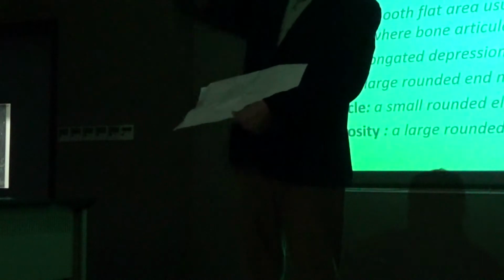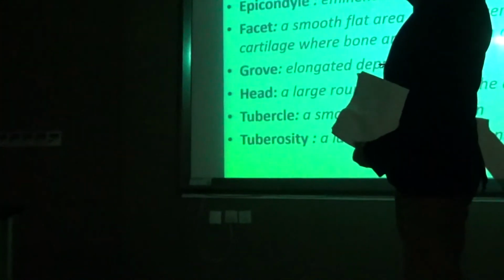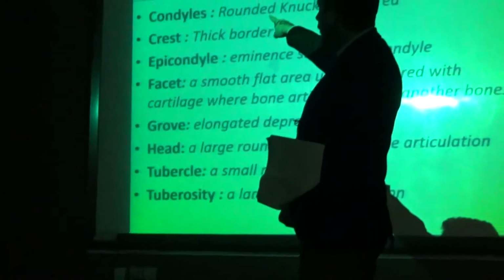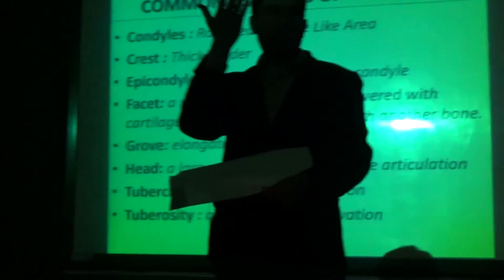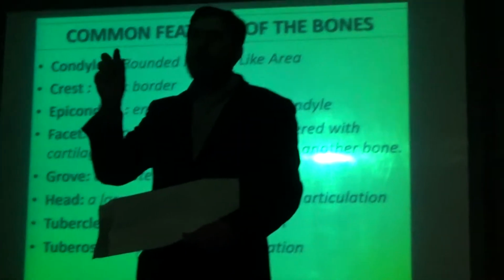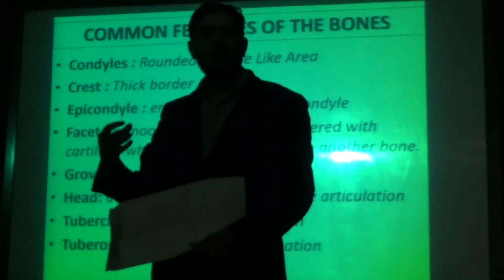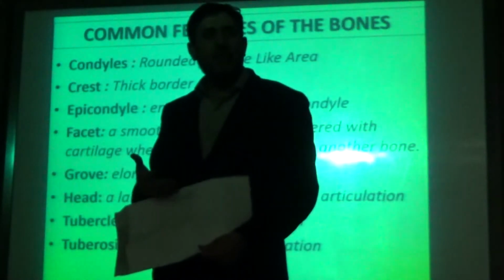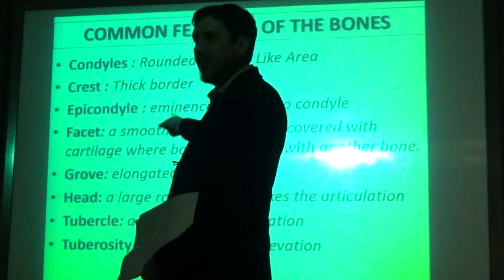When it is bigger, it is known as tuberosity. When it is bigger still, what is that called? It is known as condyle. Again, an elevation, a projection of a small rounded structure from a flat area is known as a tubercle. Slightly bigger is known as tuberosity, and more bigger is known as condyle. Is it clear now? You have covered 3 things.